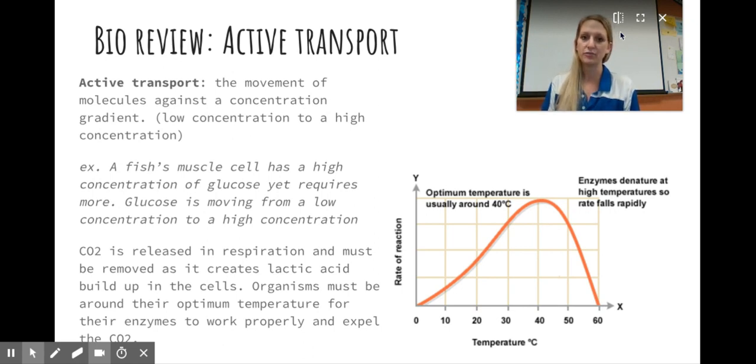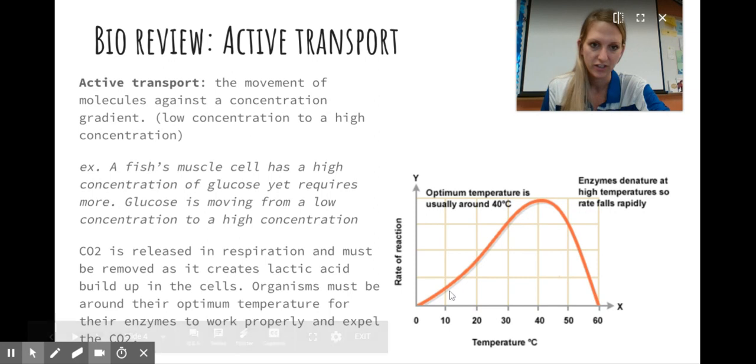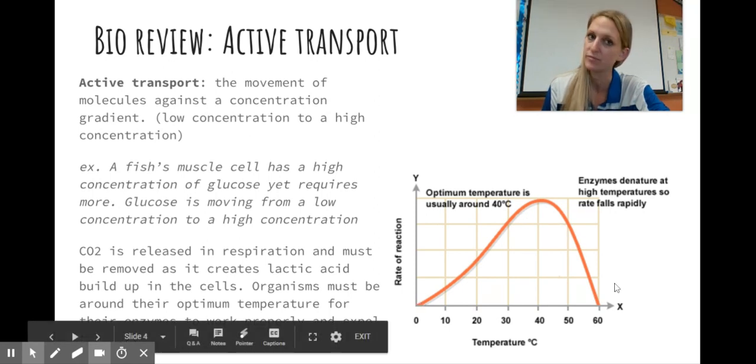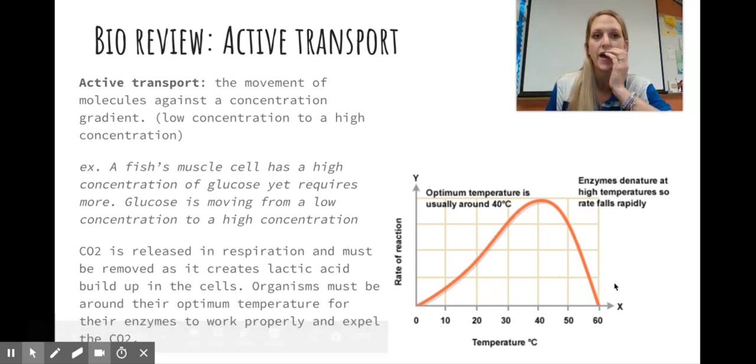Carbon dioxide is released in respiration, and it must be removed because it's going to create lactic acid in their cells. So organisms need to be working at an optimum temperature for their enzymes to work properly and to be able to expel their carbon dioxide. And you've seen a graph like this in chapter 8 when you looked at photosynthesis.